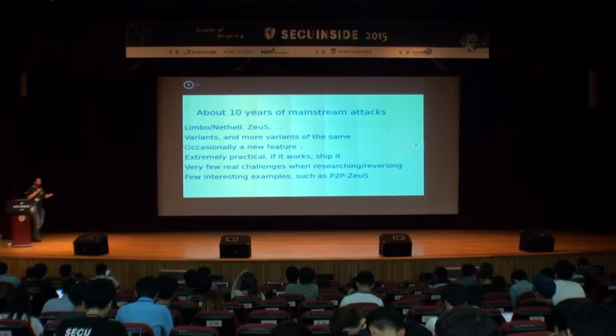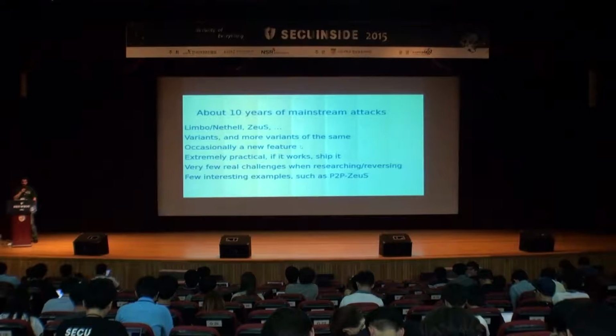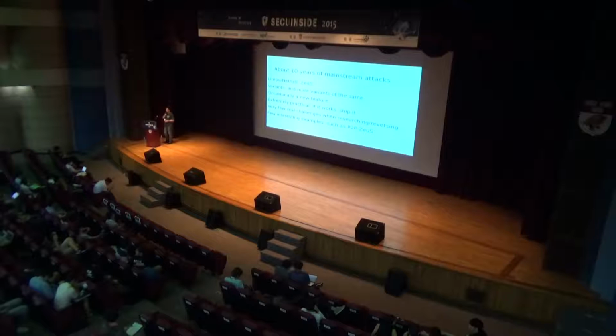So in general, banking malware has had over 10 years of mainstream attacks. It started with Limbo and Zeus. That's basically when attacks against two-factor authentication started. Since then, there are always variants of the same types of things. There are new Trojans appearing, but they're all the same. They are all inspired by the previous versions.